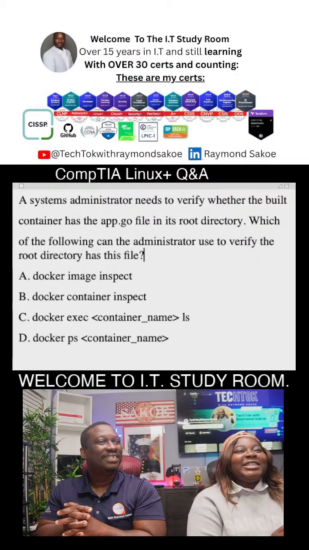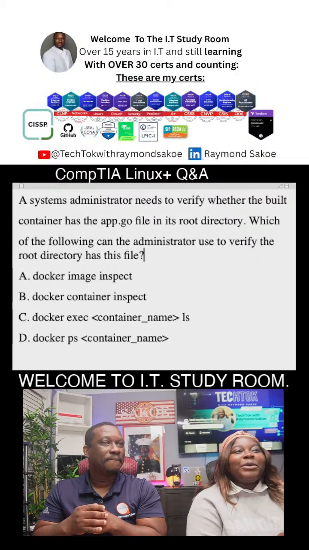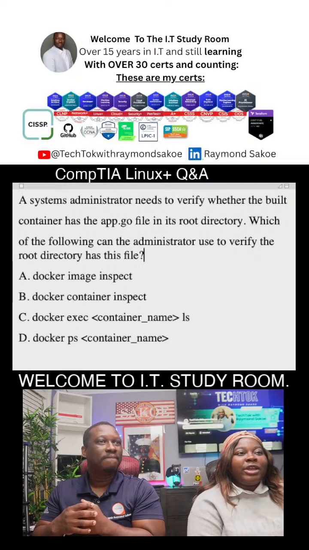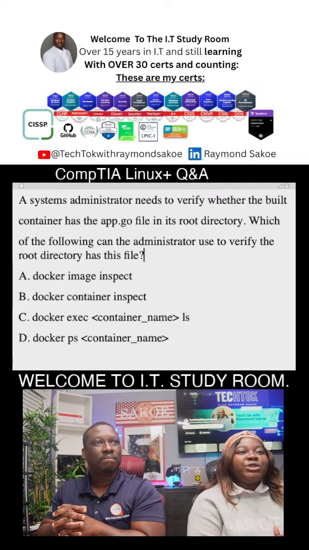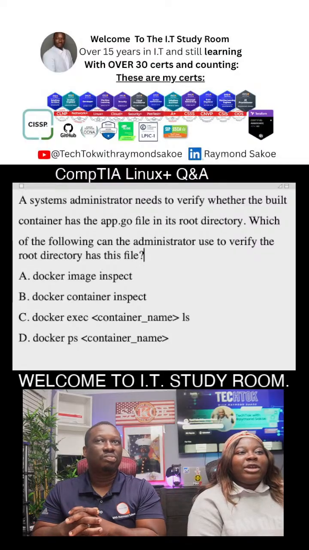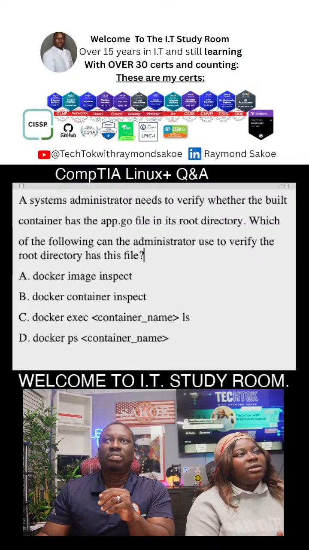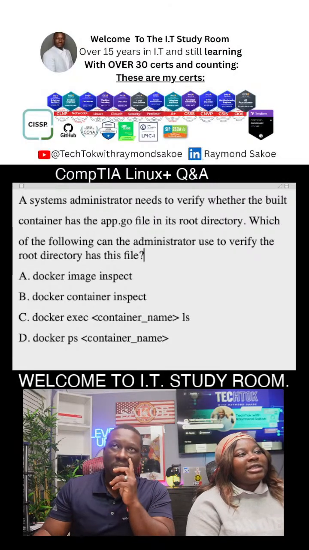A system administrator needs to verify whether the built container has the app.go file in its root directory. Which of the following can the administrator use to verify the root directory has this file? This is very tricky, probably just to me. Everybody else is saying the same thing.